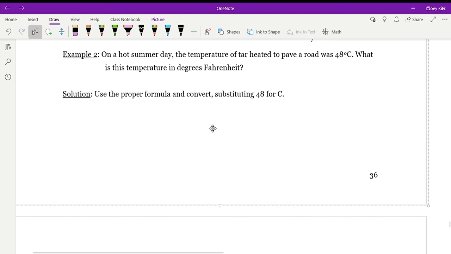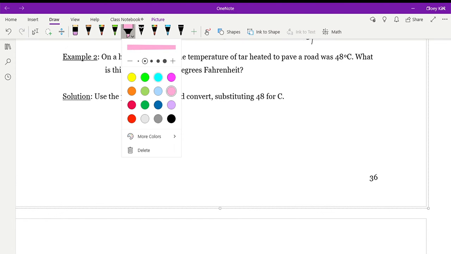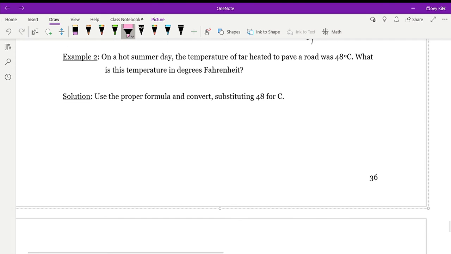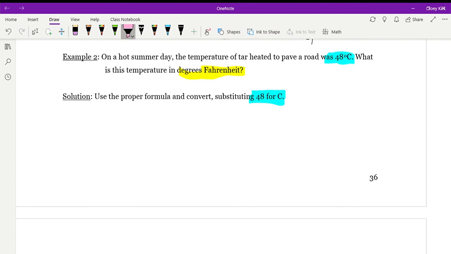So on a hot summer day, the temperature of a paved road heated to 48 degrees Celsius. I don't know why this is being a pain, but it is. Click. Okay, so 48 degrees Celsius. What is the temperature in degrees Fahrenheit? So 48 is what we're going to be substituting in. Degrees Fahrenheit is what we're actually looking for. So we need to use the other formula.